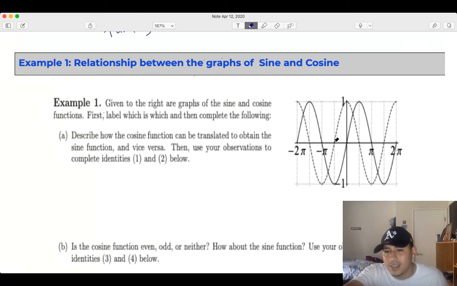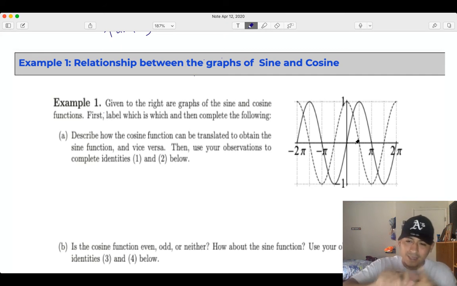Just by looking at these graphs, it looks like if we were to move one of them a little bit to the left, or move one a little bit to the right, they would line up with each other perfectly, sitting on top of one another. I want you guys to decide how much I would have to move one of these graphs to the left, or how much I would have to move the other one to the right, so that they line up with each other perfectly.